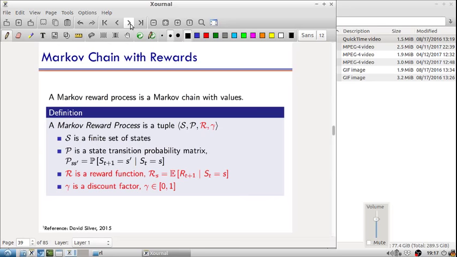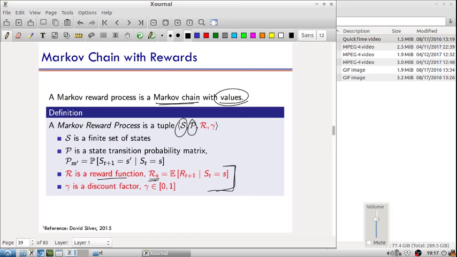A Markov reward process is essentially a Markov chain with some additional numbers, which are specified by these last two lines. Let's say script S is a set of states, a set of situations. Script P is the transition probability matrix: if you are in this state, these are all the probabilities of going to other states. The additional information for a Markov reward process is a reward function, for example, the expected reward that I get at state s.